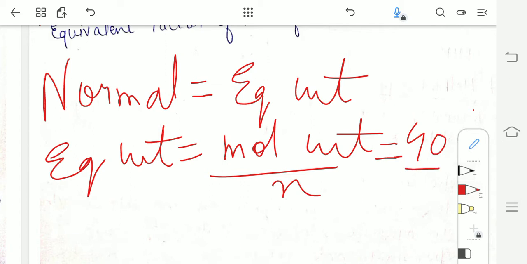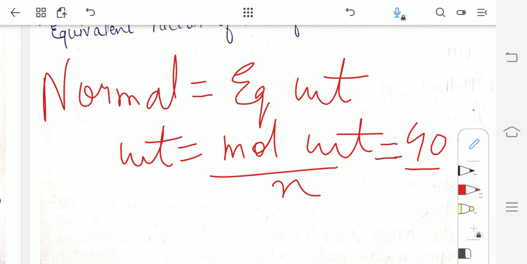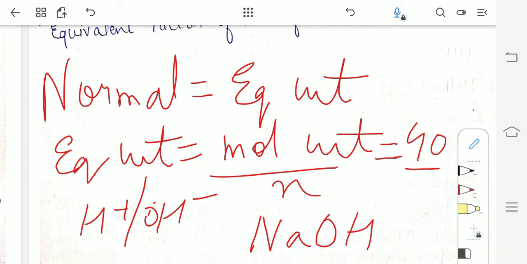Okay, so n factor is the number of replaceable H positive or OH negative ions by 1 mole of acid or base respectively. If I tell you about n factor in simple terms, you can simply say that it is the number of replaceable H positive ions or OH negative ions. Now if I write the formula for NaOH, we can clearly see that it is having one replaceable OH negative ion.